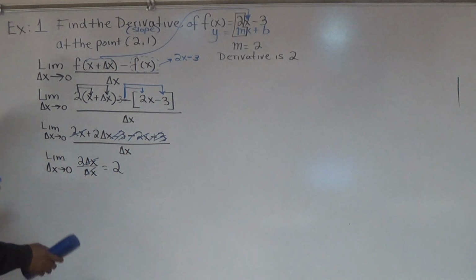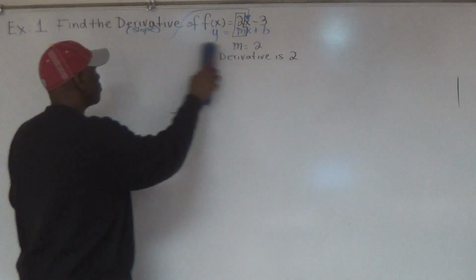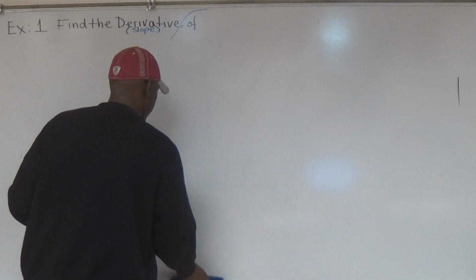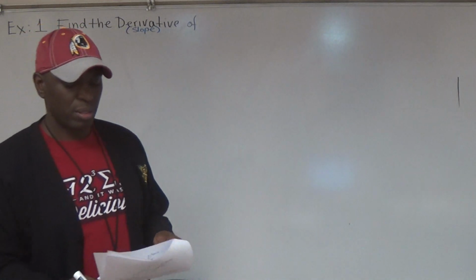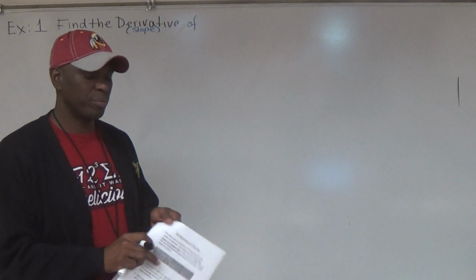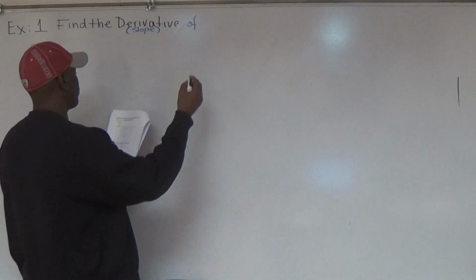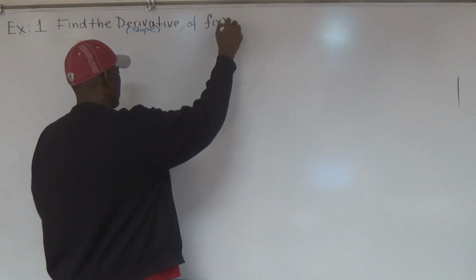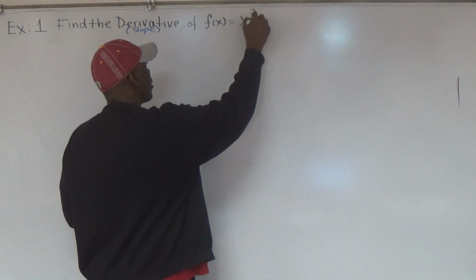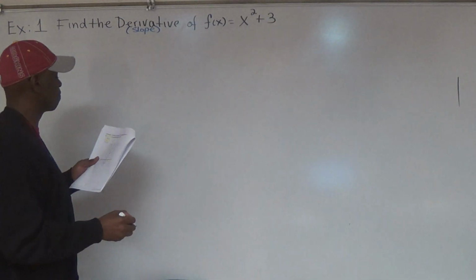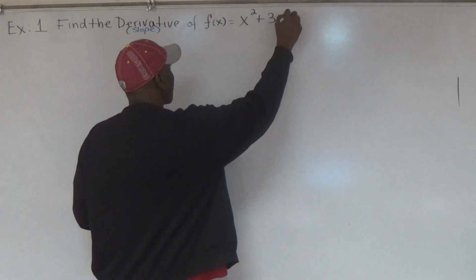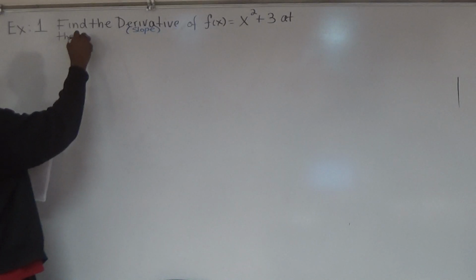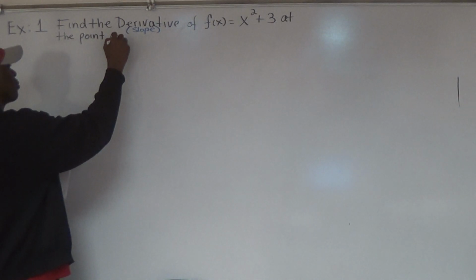Example number 2. Find the derivative of f of x equals x squared plus 3 at the point (-2, 7).